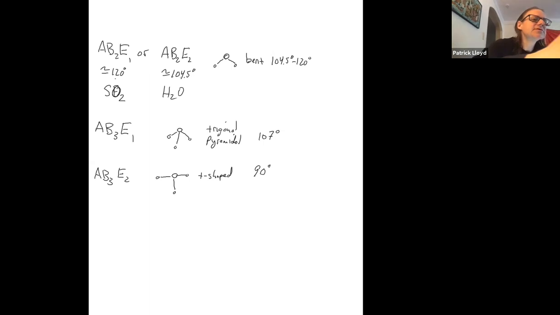And so is this one. Both of these are AB4s. Both of these have 4 surrounding atoms, but one of them has 2 lone pairs. The other one only has 1 lone pair. So let's do the one with 1 lone pair. So AB4, E1. Okay, now you look at this again.